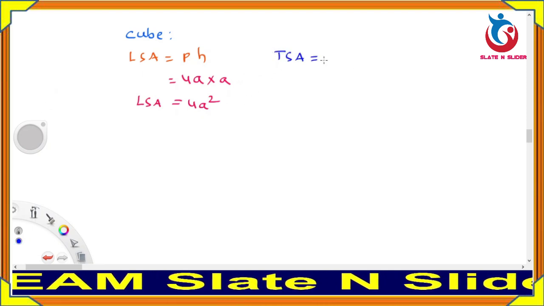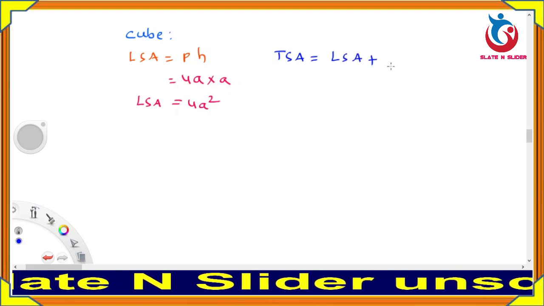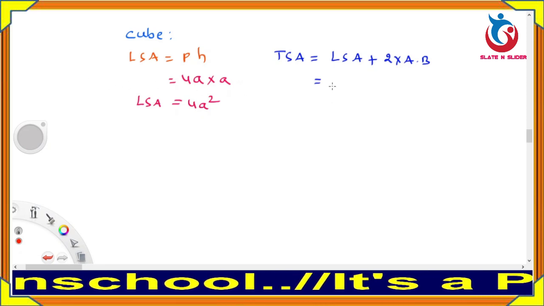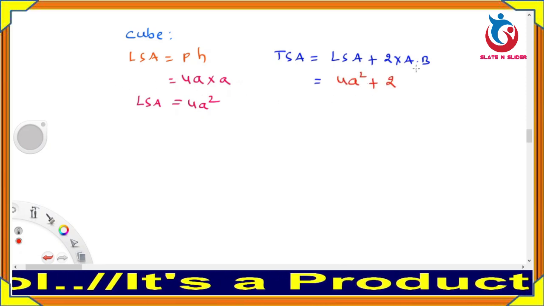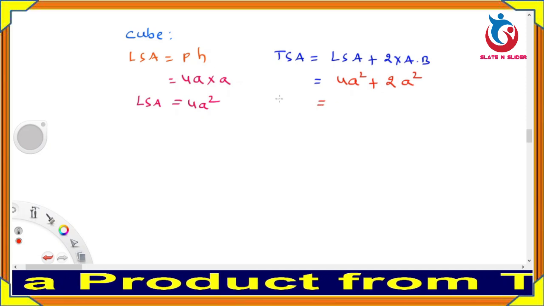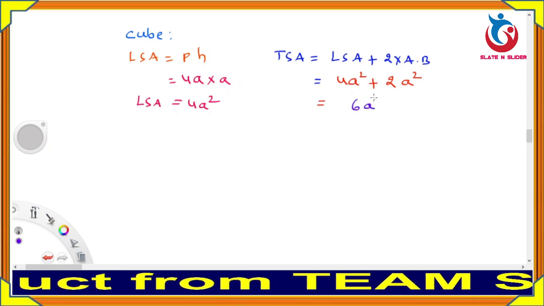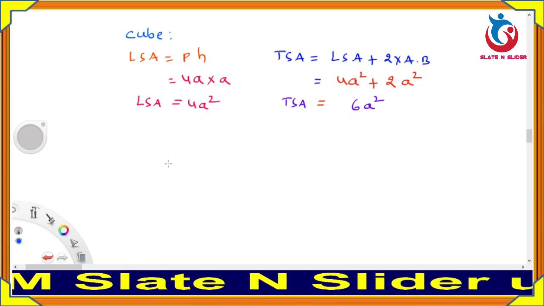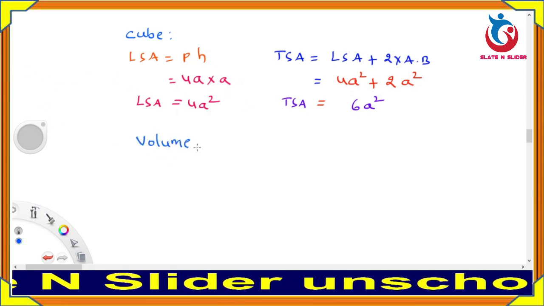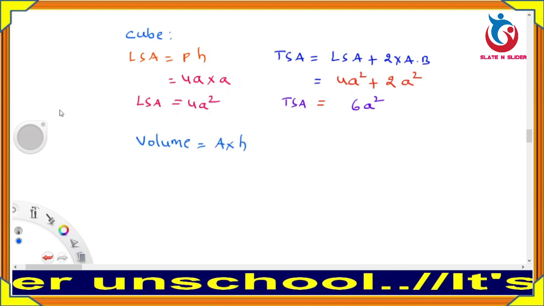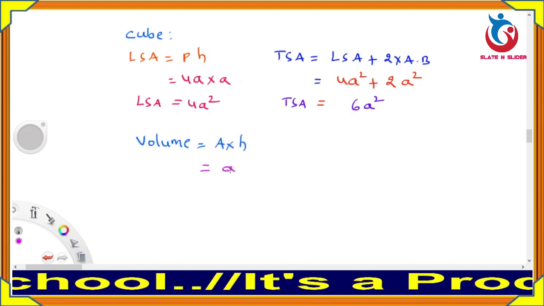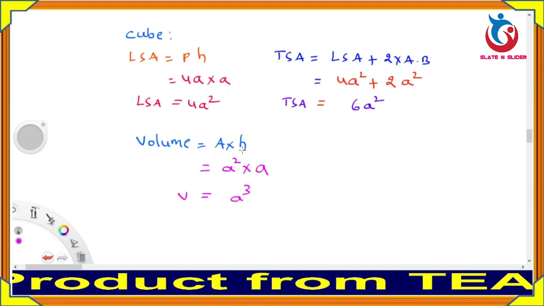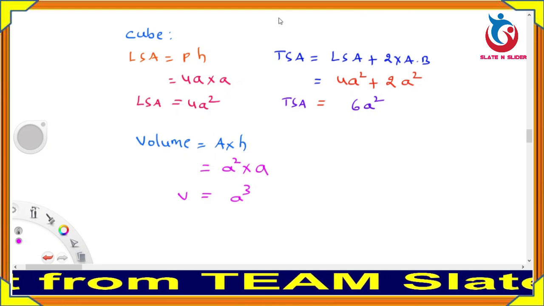TSA is equal to LSA plus 2 into area of the base. So, LSA is already we got, that is 4a square plus 2 into area of the base is a square. Now, it will become 6a square. So, TSA of a cube is equal to 6a square, and we can write the volume. So, the volume is equal to area of the base into height. So, the area of the base is equal to a square into height is also a. So, now it will become a cube, volume V is equal to a cube, and we should write all the formulas in a rectangular box.